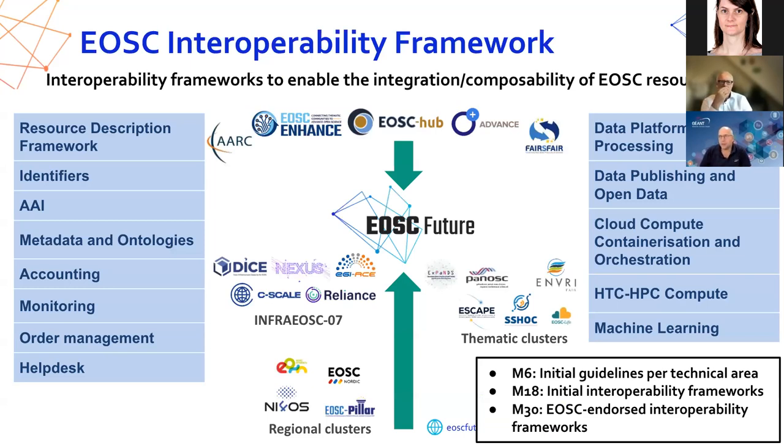Now it doesn't respond. Yeah, there we go. So very briefly, when we talk about interoperability framework, what we have identified so far are the elements you see to the left, things that are needed to tie the different communities and the resources of those communities together, the agreements on how to access data platforms, computing services, etc. And that is very much created by bringing together in the EOSC Future project, on the one hand, the e-infrastructures that have been active in projects like ARC and EOSC Enhance and EOSC Hub, etc. And on the other hand, the thematic clusters that are represented in EOSC Future.